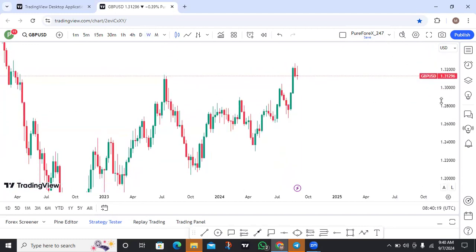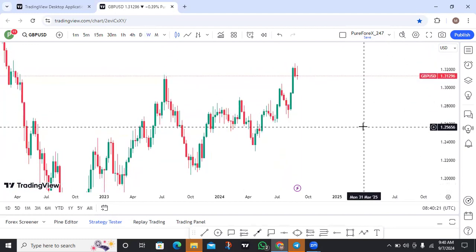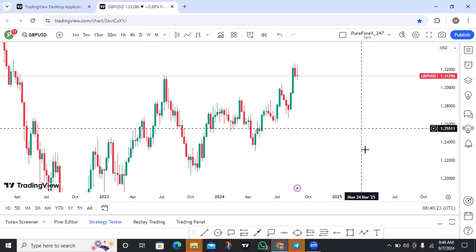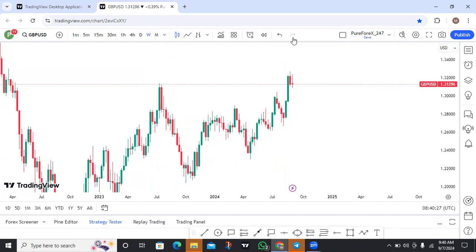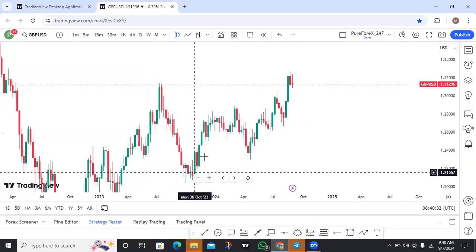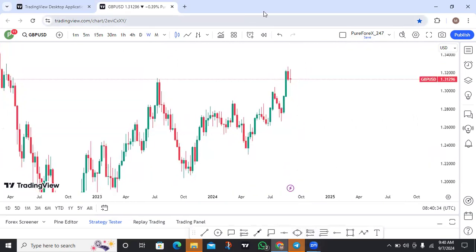First of all, we're going to be looking at the market in respect to market structure. So if you look at market structure wise, it is an uptrend. Why is it an uptrend? Because it is presented with, let's look at it from this point here. We can see a series of this is a high, this is a low, higher high, higher low, higher high, higher low, higher high, right?